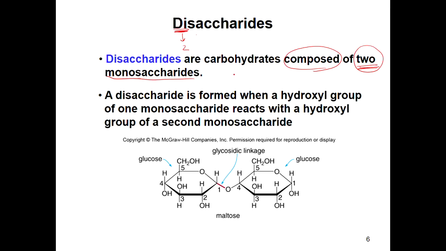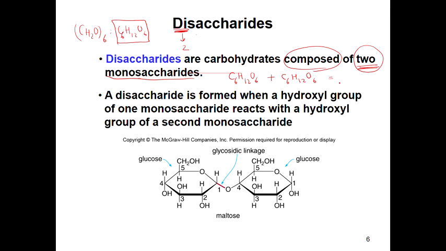For example, if I have C6H12O6, look at this formula, CH2O is going to be repeated 6 times. C6H12O6. So it means we have monosaccharide. If I add this monosaccharide to another monosaccharide, C6H12O6, the formula makes disaccharides.